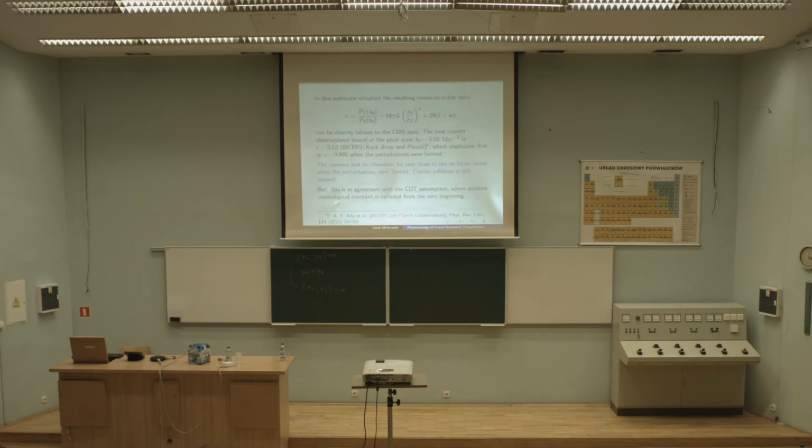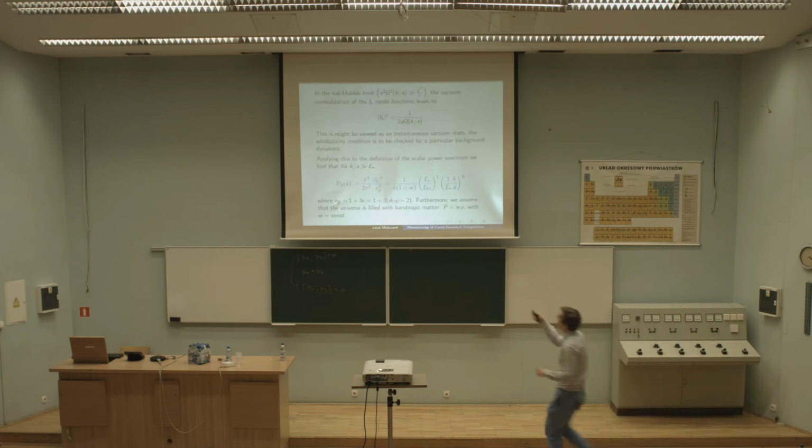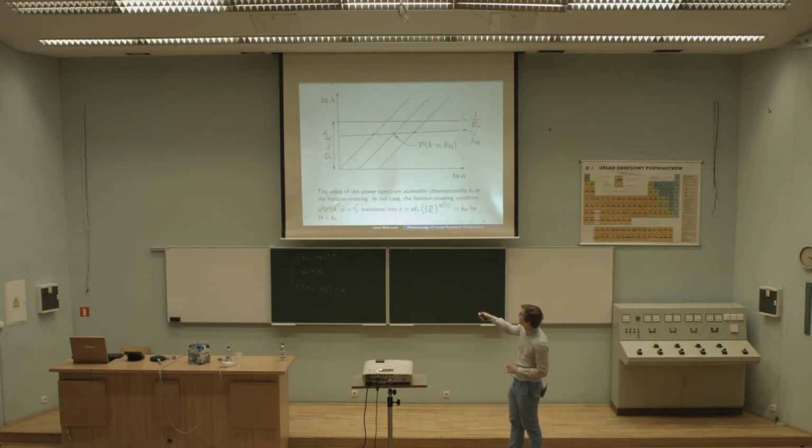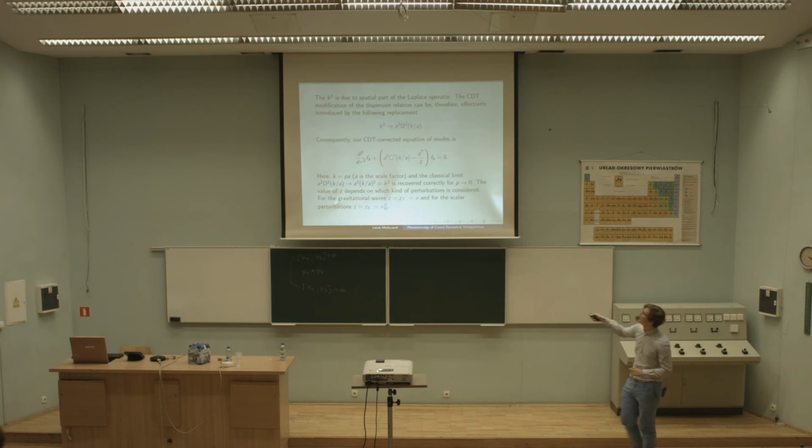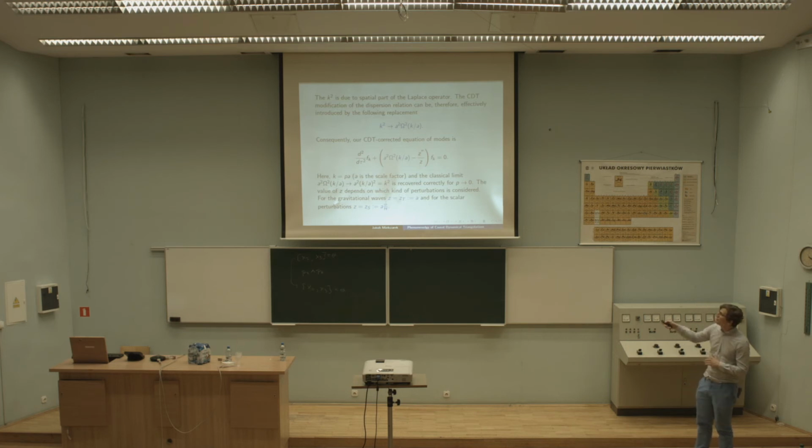I'm not quite sure how you fixed the amplitudes. The amplitudes here are vacuum normalized. Look, under the horizon, when this one is bigger than this one, so if you go back to the equation for your mode functions, the sub-Hubble regime is where this term dominates over this one. Yes, I know, and you can extend this.